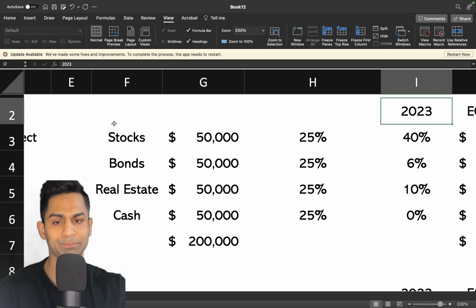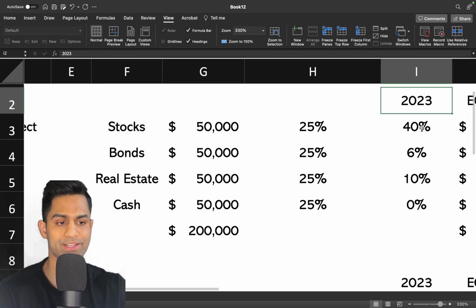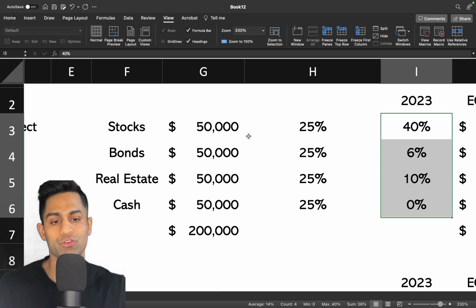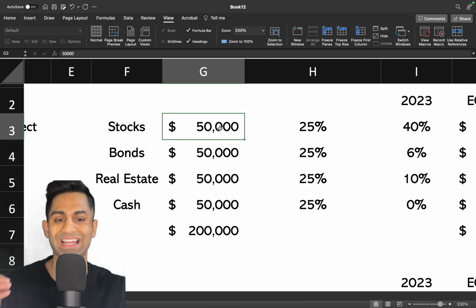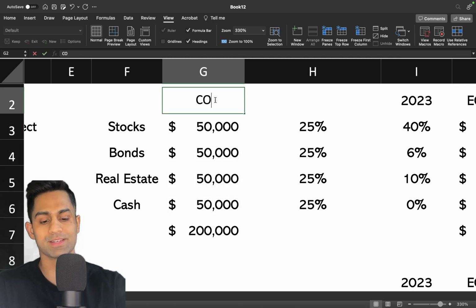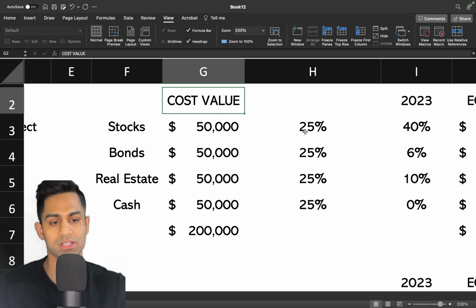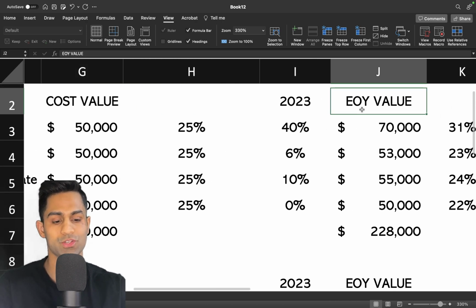So in 2023, let's just say that these are the gains on these asset classes. How does the portfolio change? This right here, $50,000, what is it going to be worth? Because this is going to be the cost value, the value of the actual cost basis, and the market value is going to be over here.